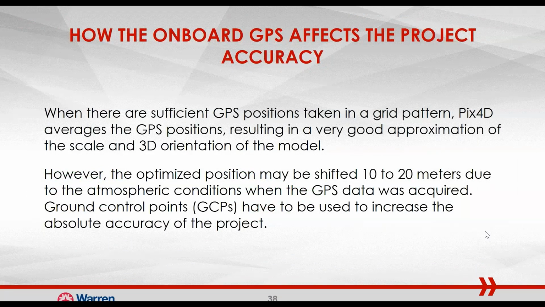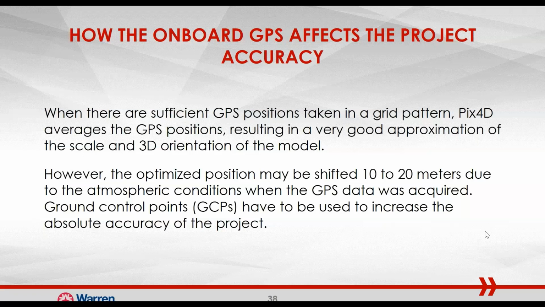So it's really important that when you're doing this, you remember that you need a certain number of GPS positions taken in a grid pattern. That's how it works. So there's an overlap. With each image you may capture 60 to 90% of the same area in the next image. So think of it as taking all your photographs and laying them on top of one another to come back to a bigger image of what you're trying to capture. So Pix4D is going to average those global positioning satellite positions, resulting in a pretty good approximation of the scale and the 3D orientation of whatever you're trying to capture.